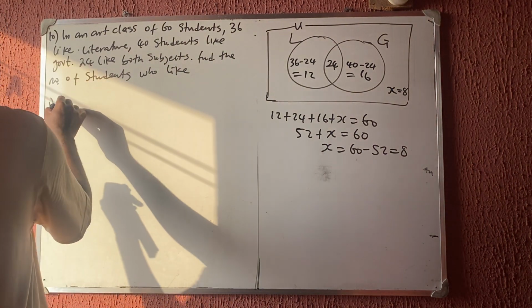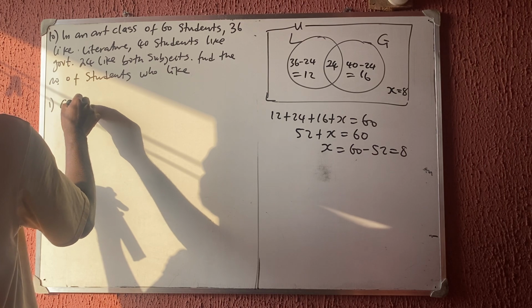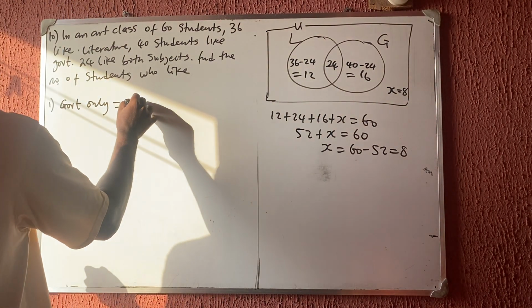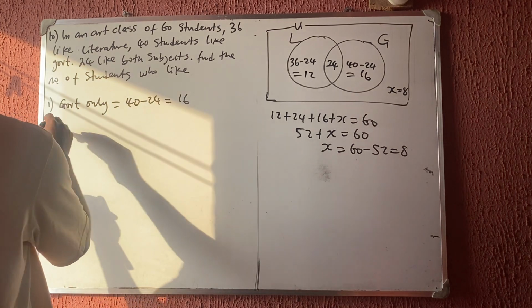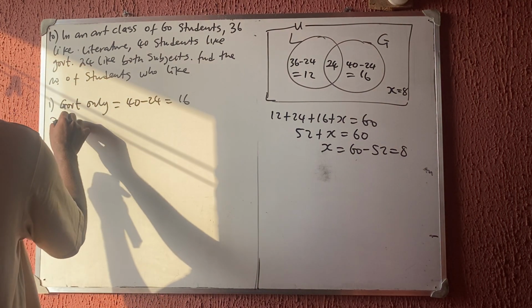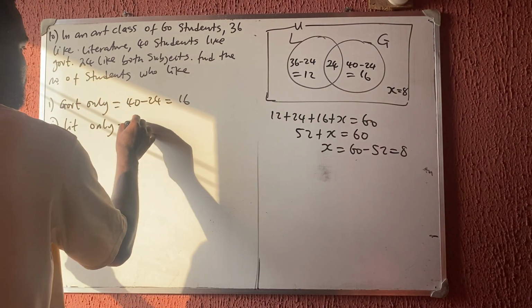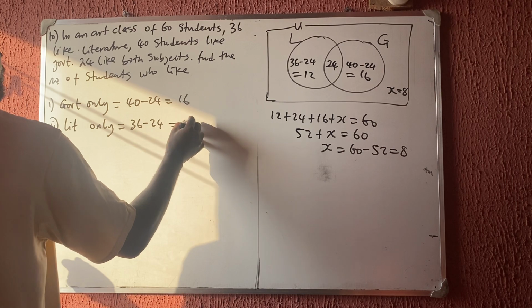The first question said only government. Government only. I told you that government only is already gotten, 16, which is 40 minus 24. Then I say literature only. Literature only has already been gotten, which is 36 minus 24, which is 12.